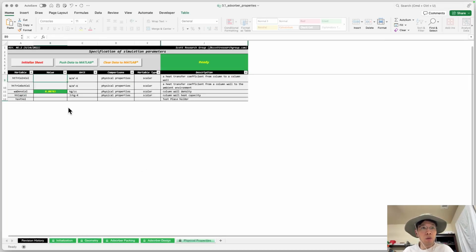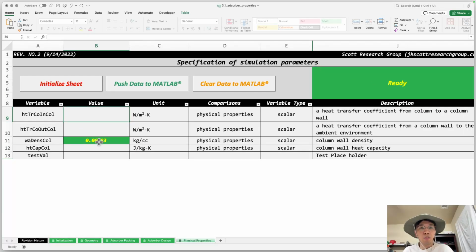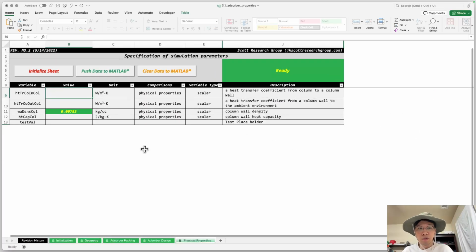And then we need to provide the physical properties, the density of the column wall, right? That's obviously good information to have. And then especially when you run non-isothermal simulations, we need to specify the heat transfer coefficient as well as the heat capacity of the material the column casing is made of. So those are additional information that you need to provide.